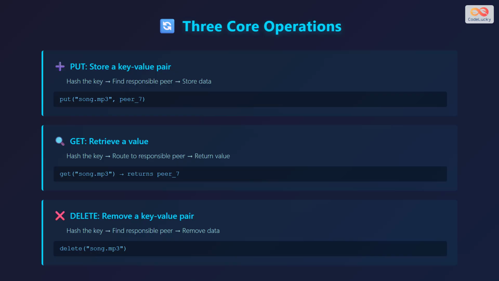Distributed hash tables support three fundamental operations. First, PUT. To store a key value pair, you hash the key to find which peer should store it, then send the data to that peer. Second, GET. To retrieve a value, you hash the key to find the responsible peer, route to it, and get the data back. Third, DELETE. To remove a key value pair, you hash the key, find the peer, and remove the data. These three operations are the foundation of how DHTs work. Every lookup, every storage operation, follows this hash and route pattern.